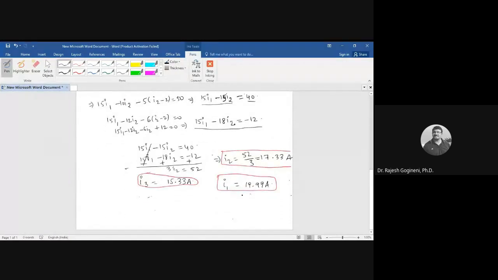I1 is 19.99 amperes, I2 is 17.33, I3 is 15.33. Everybody got the answers? Please respond. You got the answers or not? Yes. Okay. Very good. So now we'll discuss one more problem on the super mesh analysis.